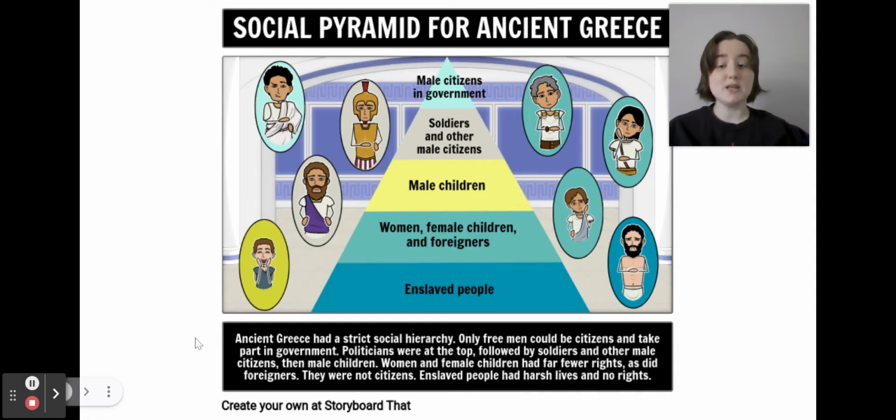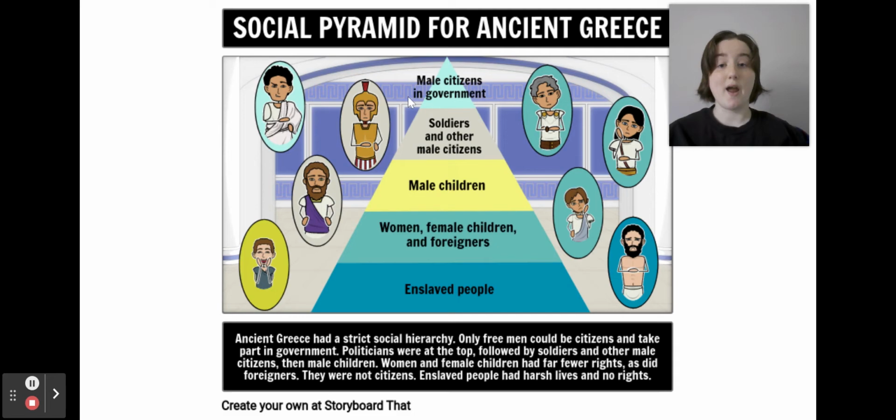So the caption of this picture is that ancient Greece had a strict social hierarchy. Only freemen could be citizens and take part in government. Politicians were at the top, followed by soldiers and other male citizens, then male children. Women and female children had far fewer rights, as did foreigners. They were not citizens. Enslaved people had harsh lives and no rights.